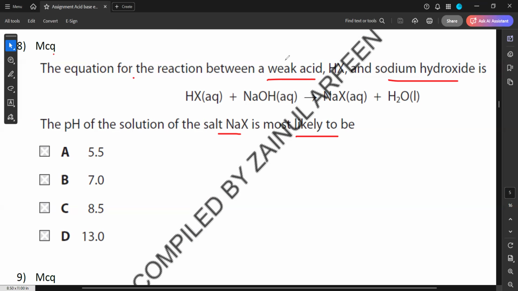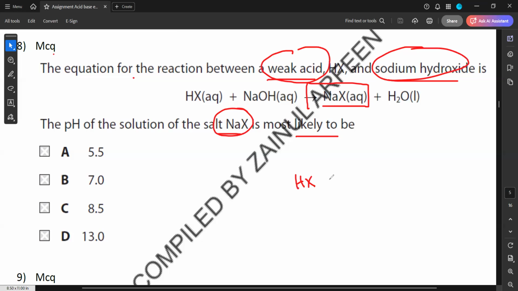The equation for a reaction between a weak acid and sodium hydroxide is given. The pH of a solution of the salt NaX is most likely to be what? What could be the pH of this salt? How is this salt produced? When HX, the acid, reacts with sodium hydroxide, this results in the formation of a salt plus water. The question is, what is the pH of NaX?